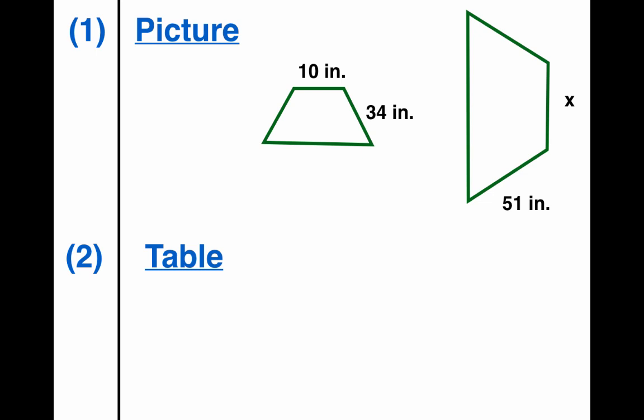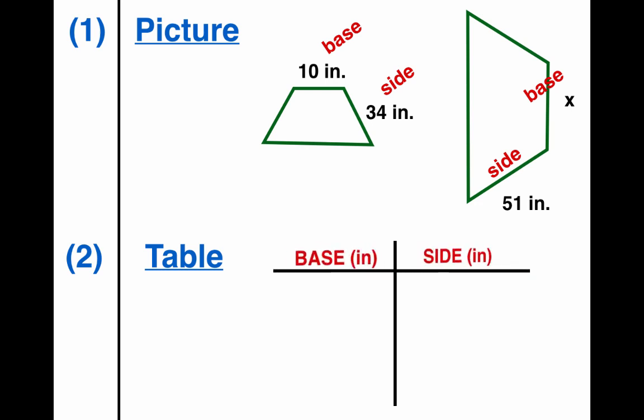Now, what we got to pay attention to is which sides correlate to each other. We need some labels. We don't have any labels. So I'm going to label this the base and the side of my trapezoid. Now in the big picture, the base would be where the X is, and the side would be where the 51 is. If I rotated that image, they would be exact duplicates of each other, just one's bigger than the other. So my table is going to be measuring the base and the side. So I'm going to write base in inches and side in inches.